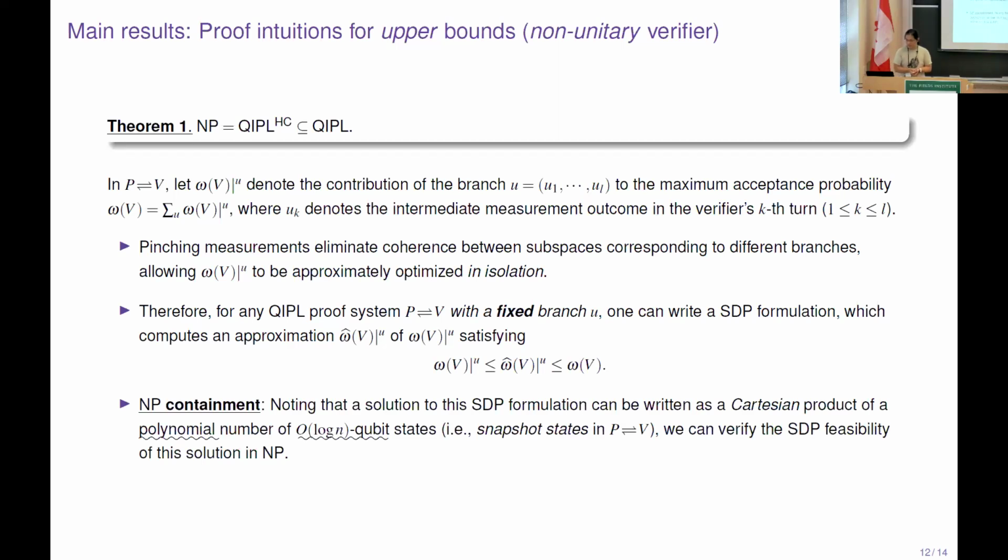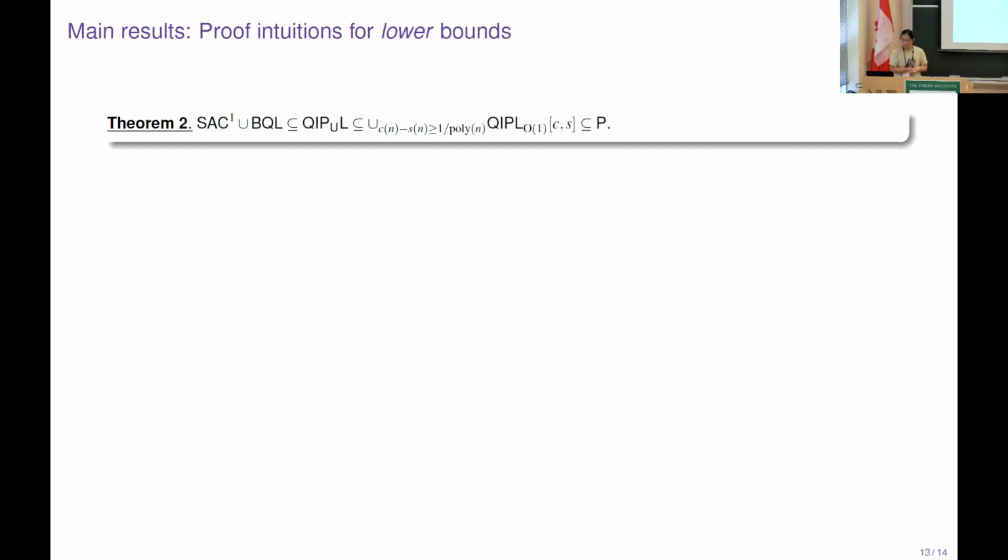And once we have that, we still have an SDP, and this SDP has a good property, meaning that the solution can be written as a Cartesian product of a polynomial number of log-qubit states. So we can verify it's in NP, but on the other hand, the solution here is still using a polynomial number of qubits. So if we just use an SDP solver, then nothing good happens. So that's what happened for the upper bound.